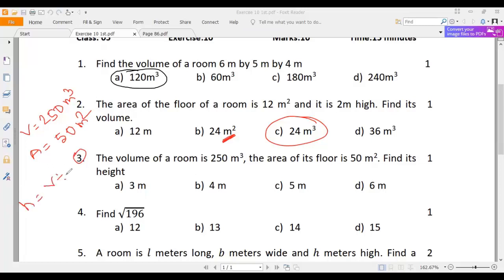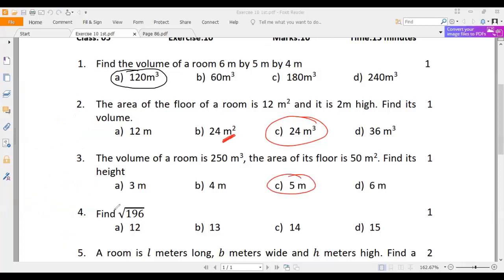Height will be volume divided by area. Now look at this. By using this formula, we can easily solve it. What is the volume? Volume is 250. And what is the area? Area is 50. So 250 divided by 50, it will be 5. So answer will be 5 meter. Look, option C, 5 meter.